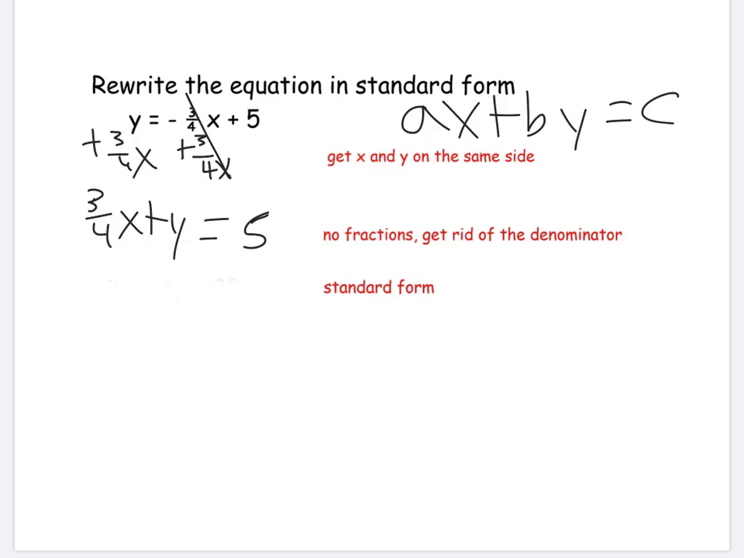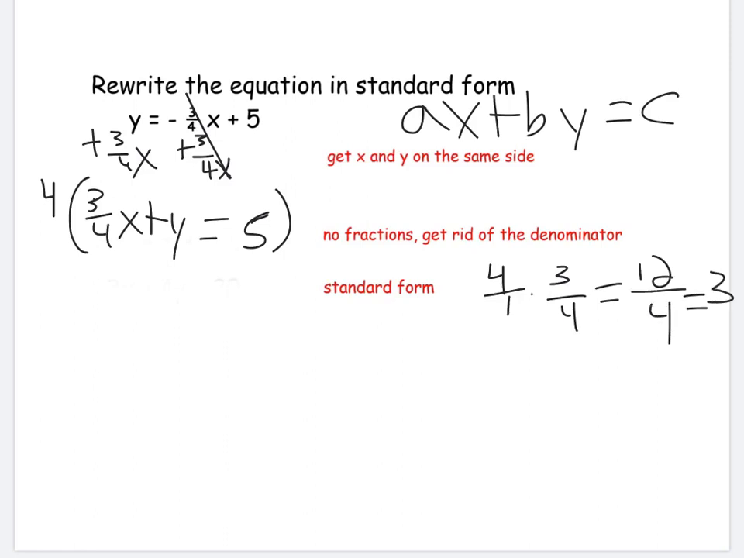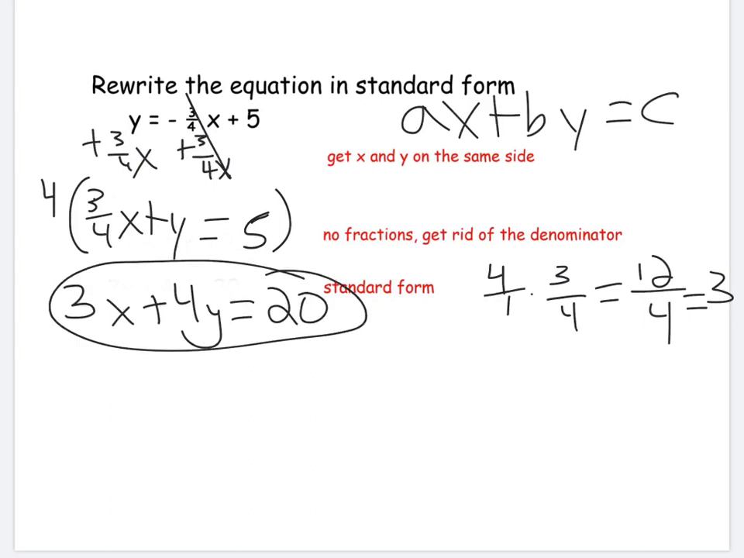The last thing says that you need to have no fractions. So you need to start to get rid of the fraction by multiplying through by the denominator. So I'm going to multiply both sides of this equation by the denominator of my fraction, which is going to be 4. So I have 4 times 3/4. Remember, with a fraction, you multiply straight across. So it would be technically 4 over 1 times 3 over 4. 4 times 3 is 12 over 4 times 1, which is 4. And 12 divided by 4 is 3. So I would have 3x plus 4y equals 20. And this would be my equation that is the same as the above, but written in standard form.